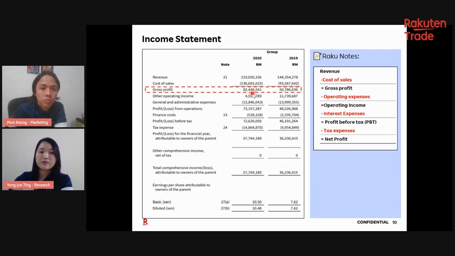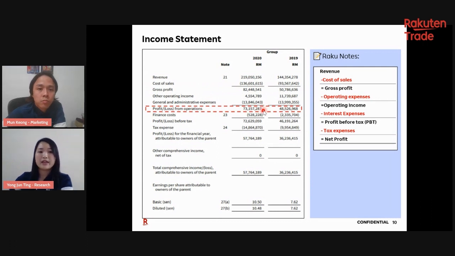In terms of gross profit, one has to check the consistency of the gross profit and also the gross profit margin. If there is a fluctuation in the gross profit margin, it could be due to some volatility in the price of raw material or the manufacturing cost of that company itself. Then we go to the profit or loss before operations, or we call it operating profit or operating loss. Other operating expenses like your admin expenses and rental expenses are parked under here.